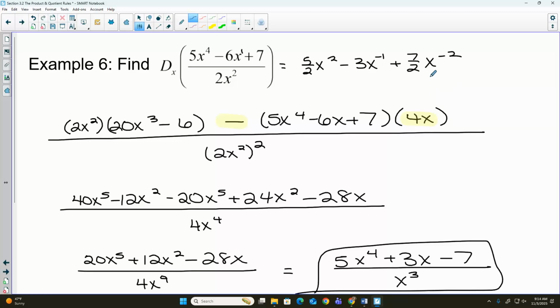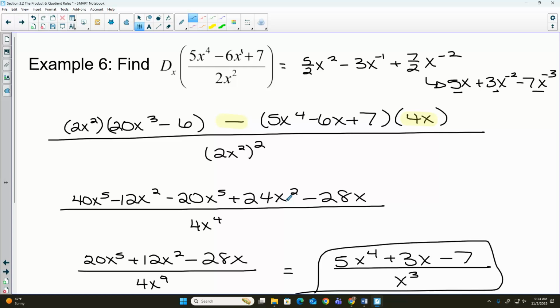And so then when you did that derivative, exponent comes down. So you would get 5x plus 3x to the negative 2 minus 7x to the negative 3. Are these equivalent? If I take 5x to the fourth divided by x cubed, I get 5x. 3x over x cubed is 3x to the negative 2. Minus 7 over x to the third would be minus 7x to the negative 3. So equivalent answers. The other method, definitely way faster.